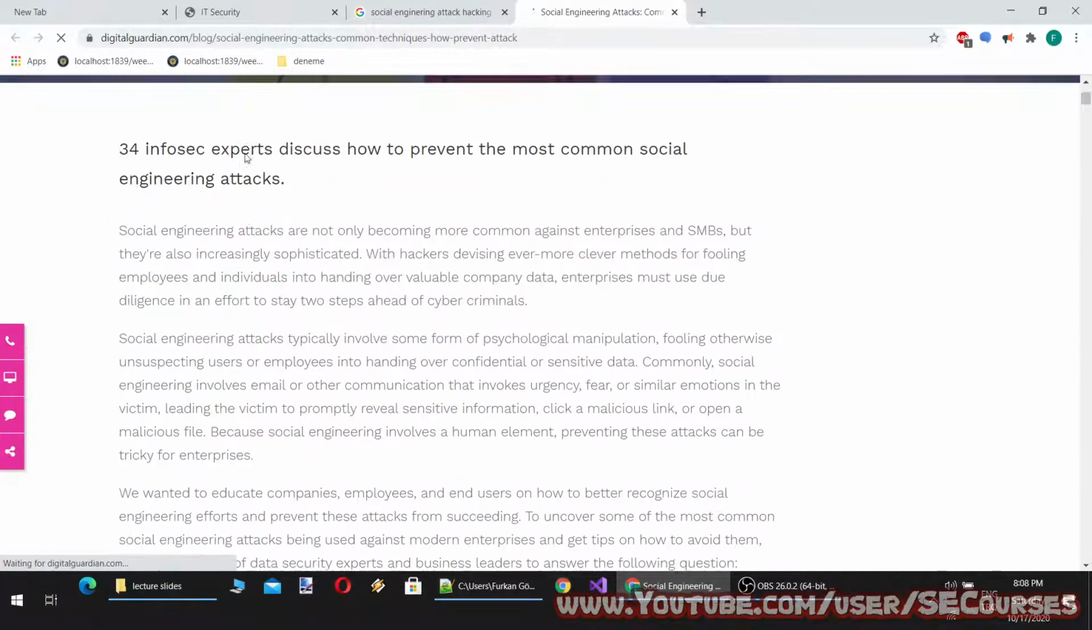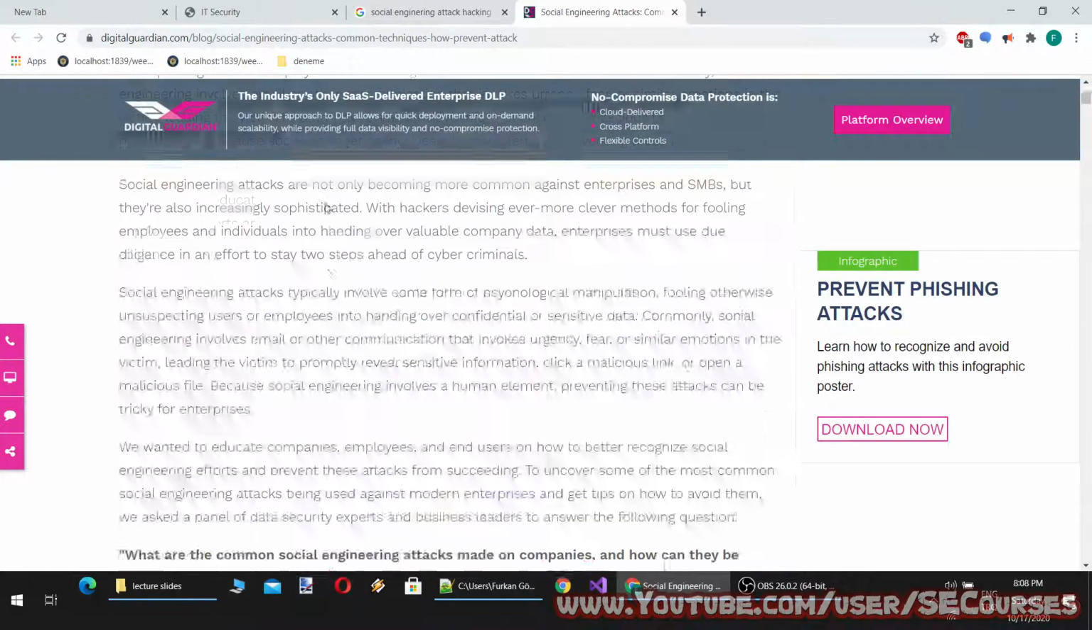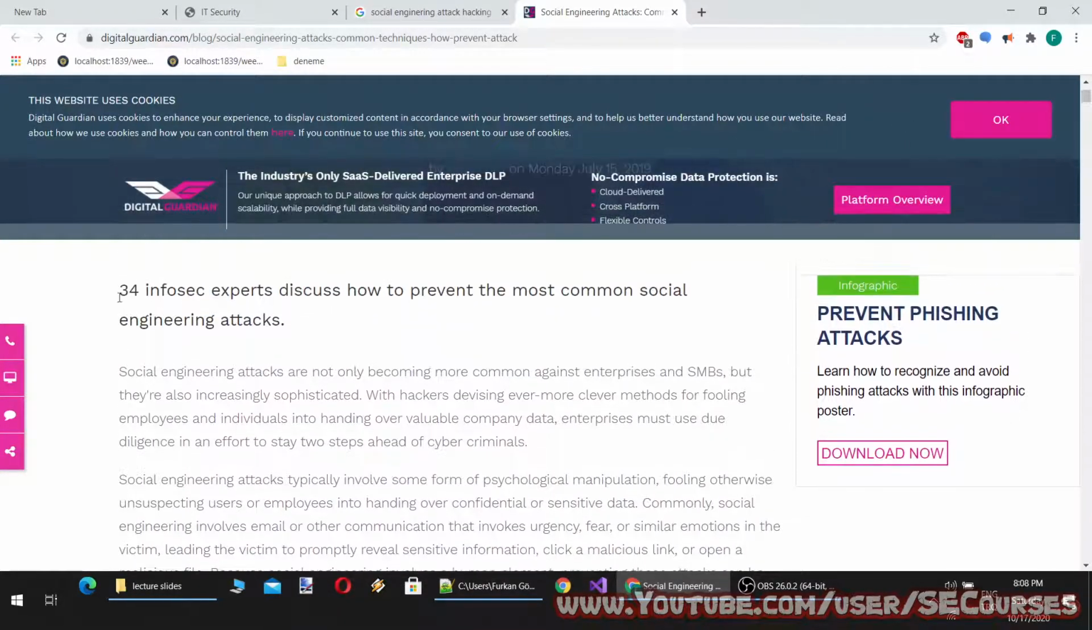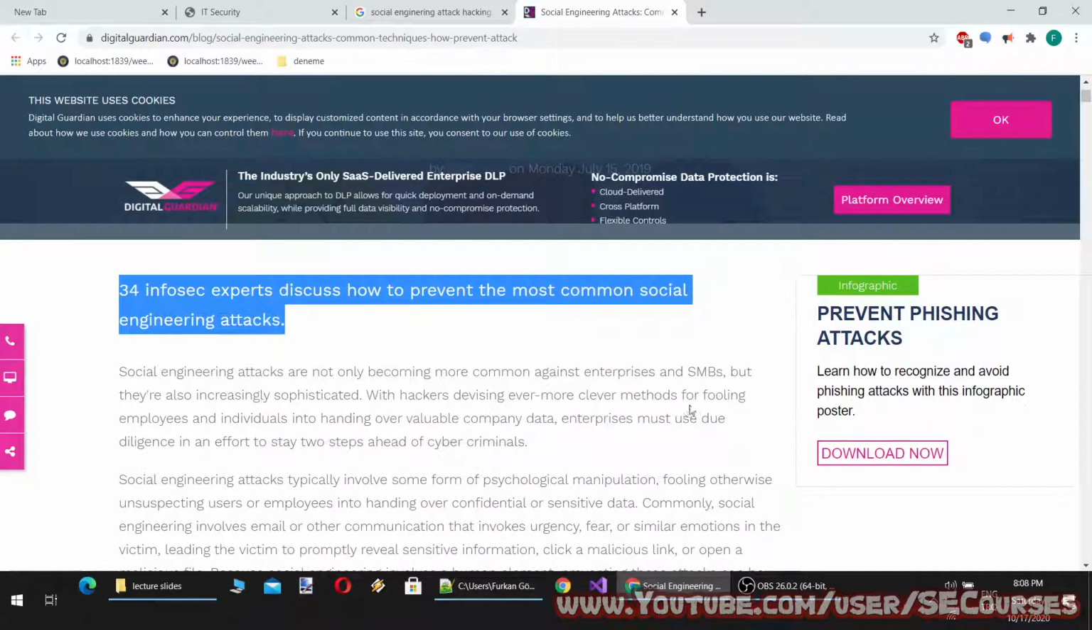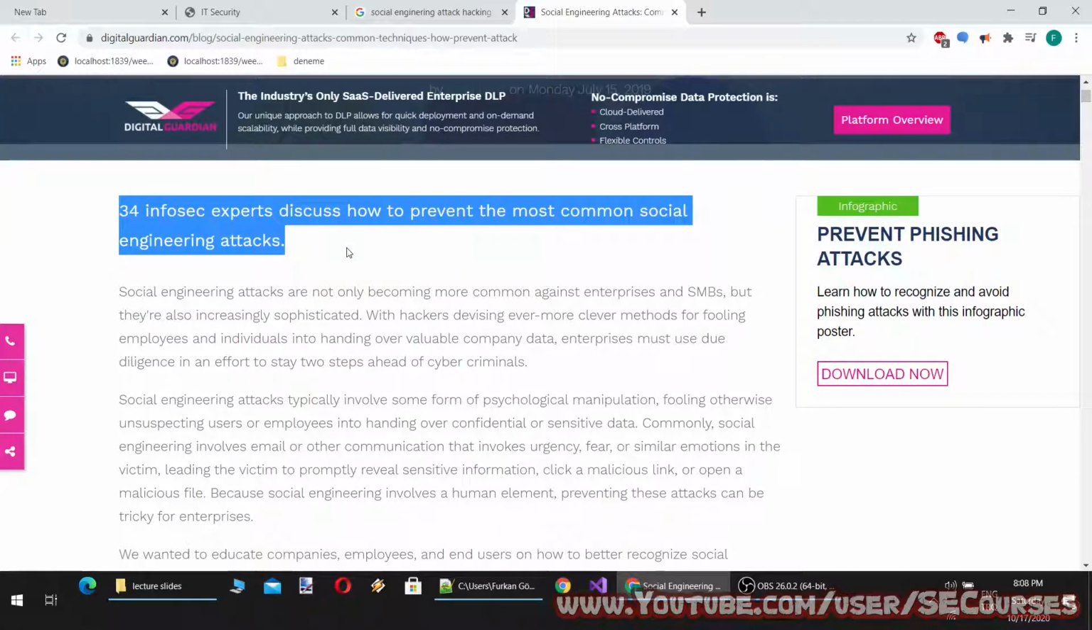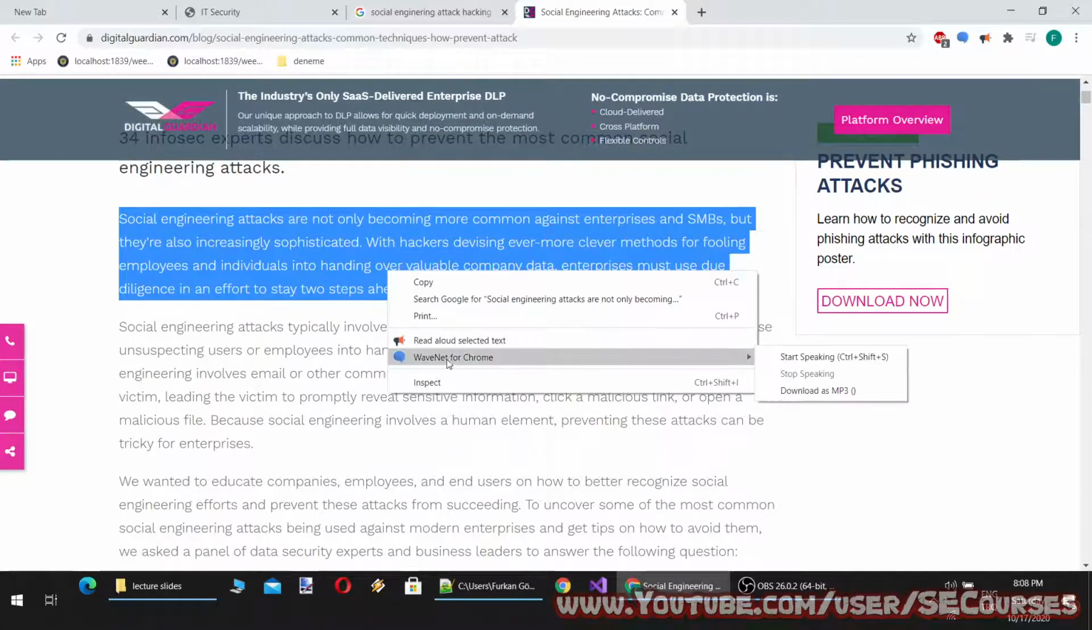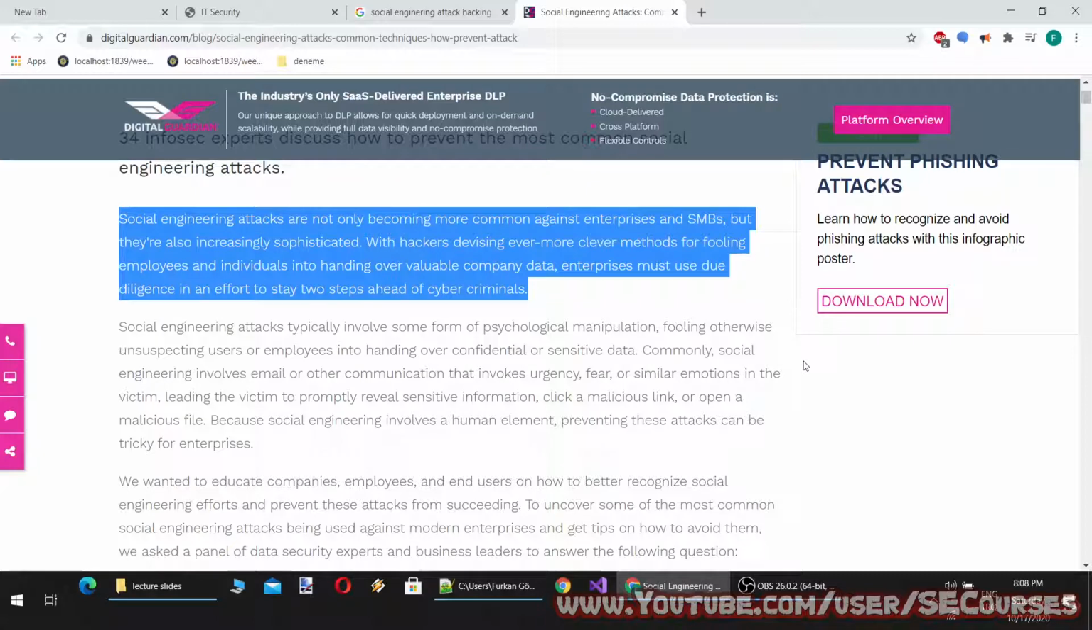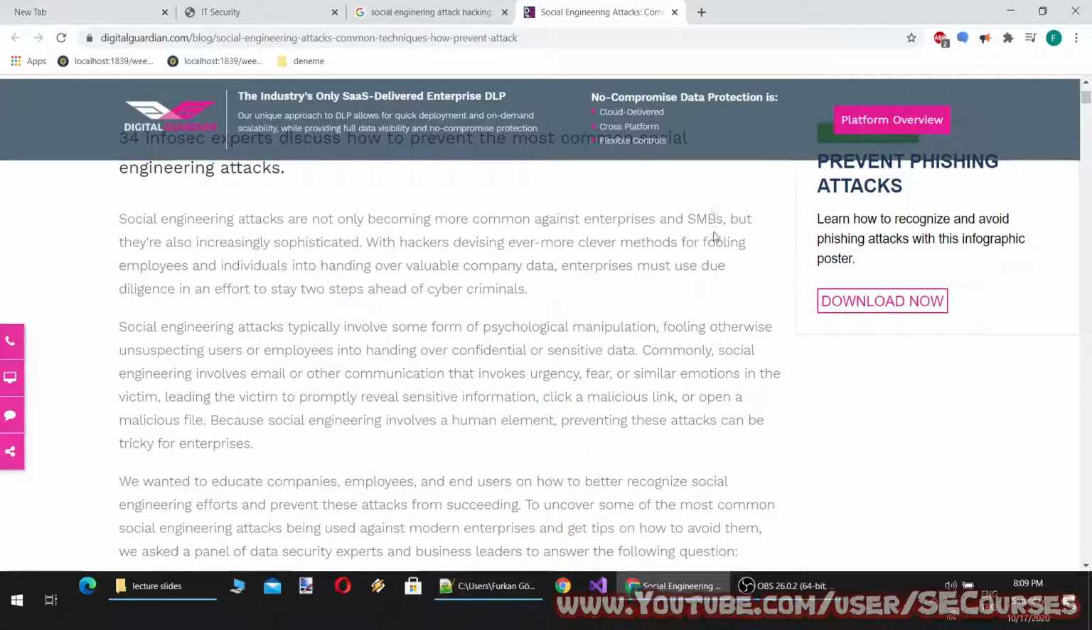Okay. You can find much information too. Everything we see on this course. Let's read it to get more idea. 34 InfoSec experts discuss how to prevent the most common social engineering attacks. Social engineering attacks are not only becoming more common against enterprises and SMBs, but they are also increasingly sophisticated. With hackers devising ever more clever methods for fooling employees and individuals into handing over valuable company data, enterprises must use due diligence in an effort to stay two steps ahead of cyber criminals.